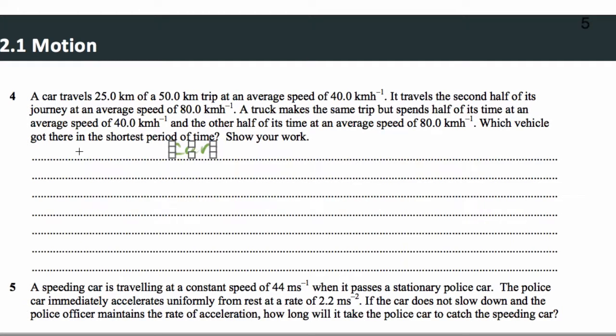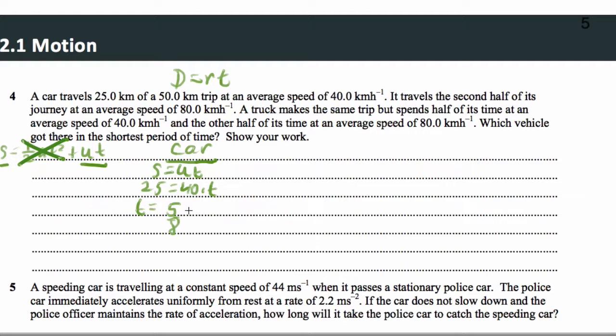I'm going to just take the IB equations, just show you a little something that people don't think about. The temptation is to use d equals rt, and that's a totally legitimate equation, but I want to review one small thing. We have s equals 1/2 at squared plus ut, and since the acceleration is 0, we could actually just adapt this equation to suit the car, which is what I'm going to do now. So we have s equals ut, and we have the first 25 kilometers happening at 40 kilometers an hour times time. So the first half of this trip takes 5/8 of an hour.